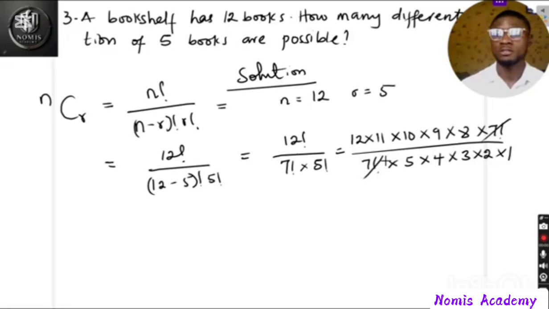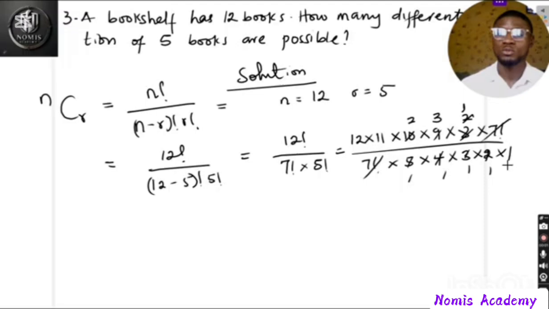So can I reduce to the lowest terms? Yes. So I can say 4 here 1 and 4 in 8 is 2. 5 here 1, 5 in 10 is 2. 3 here 1, 3 in 9 is 3. 2 here 1 and 2 in 2 is 1. So we are left with 1 as denominators here. So let's take the numerators as the final answer.